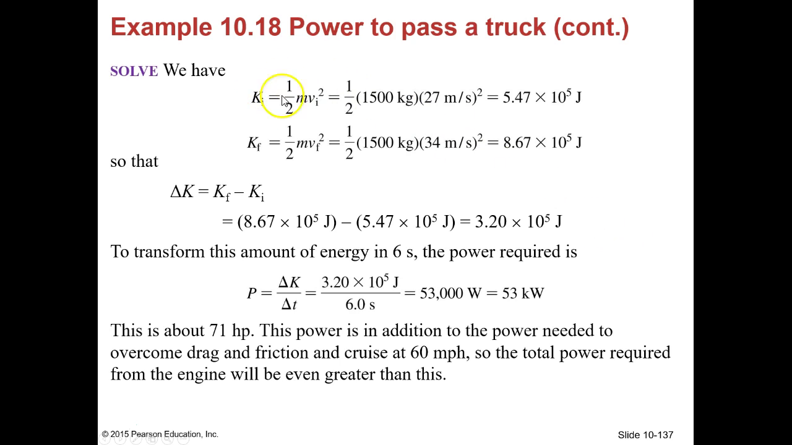So our original kinetic energy is about 5.47 times 10 to the 5th joules. We used our speed and our mass and placed those into the equation. We find out that our final kinetic energy is 8.67 times 10 to the 5th. And if we find the difference between the two, we get about 3.2 times 10 to the 5th joules. We want to take that change in energy and divide it by the change in time. If we do that, we get about 53,000 watts. So it's about 71 horsepower. That's in addition to the power needed to overcome all the drag and friction at 60. So that greater amount of power is going to be used in order to get us to go that fast and go by our truck.